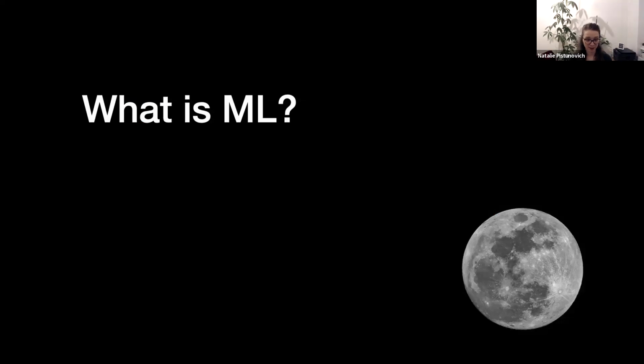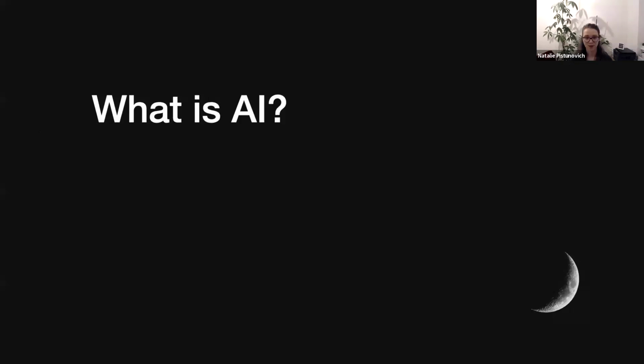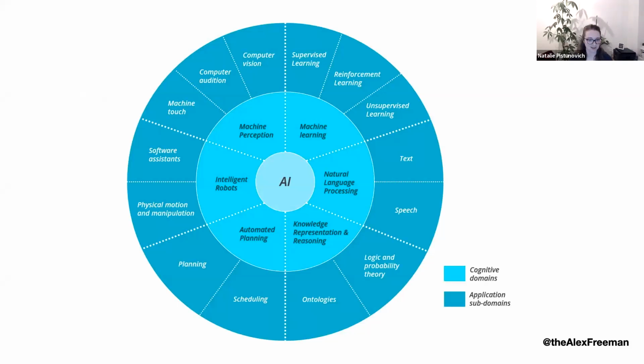So what is machine learning? Looking at Wikipedia, this is the scientific study of algorithms and models where computers perform tasks without explicit instructions, where they just use patterns and inference. And this is a subset of artificial intelligence. What is artificial intelligence? Many things.